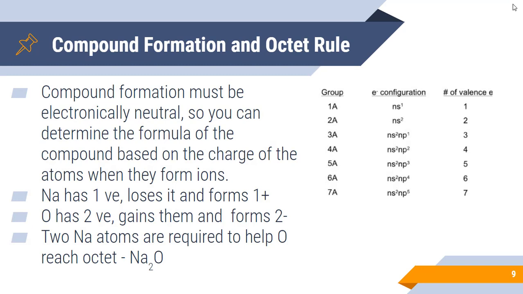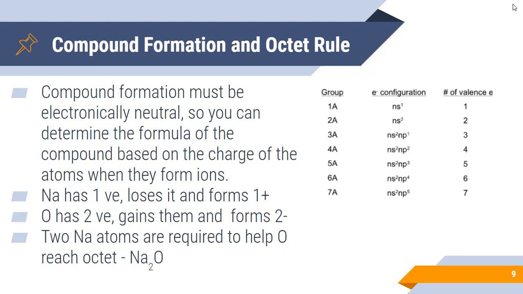Compound formation must be electronically neutral, so it's really easy to determine the compound based on the charges of the atoms when they form ions. Na has one valence electron, it loses it, it forms a 1+ ion. Oxygen has two valence electrons and gains them to form a 2-. So it's going to require two Na atoms in order to help O reach the octet. It needs to gain 2 electrons. Sodium can only give 1. So as a result, our formula becomes Na2O, because oxygen needs 2 valence electrons and each sodium provides 1 in order to satisfy the octet rule.